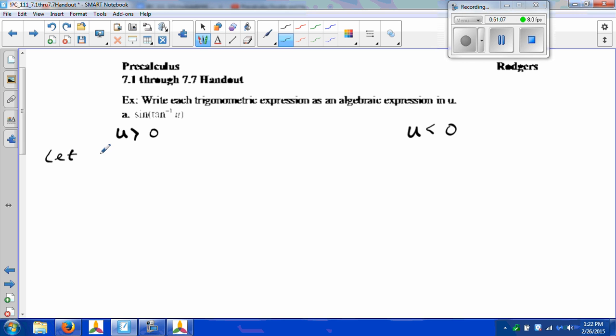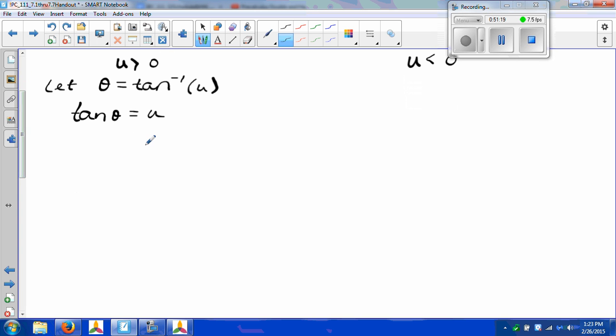All right, so let theta equal the tangent inverse of u. Then that means the tangent of theta equals u. And now I can draw this in my... now, u is positive for this scenario and negative for this one. So for u being positive, that would be here.